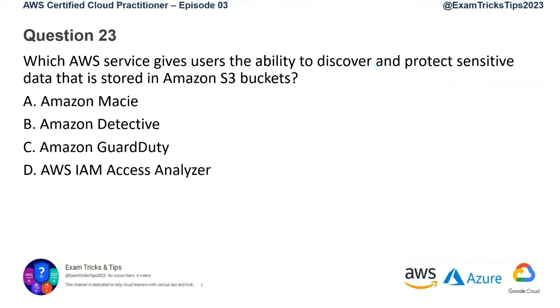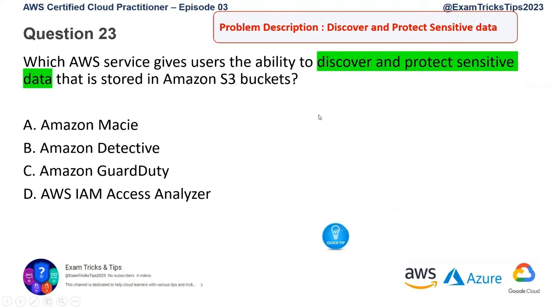All right, that's it. That's question number 22. Let's move to the next question. Question 23. Which AWS service gives users the ability to discover and protect sensitive data that is stored in Amazon S3 buckets? I hope you have read through the question and identified your keywords. Essentially, the problem description or the keyword here is that we need to discover and protect sensitive data. Let's go through the options and see which one appears to be the correct answer.